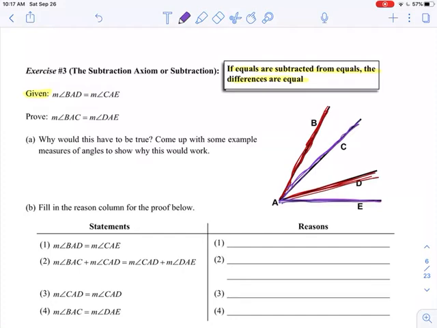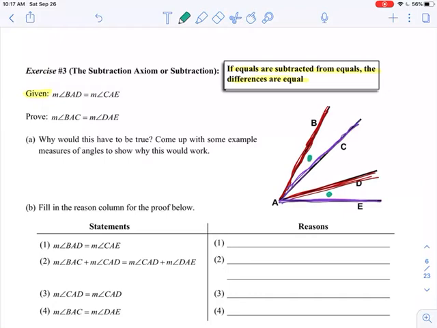See how I got the purple angle and the red angle. They're overlapping each other, but they are congruent to each other. I want to prove that BAC, which is just this top part of the red angle, is congruent to DAE, which is this bottom part of the purple angle. Okay? Why would this have to be true? If the whole red angle, BAD, is congruent to the whole purple angle, CAE, wouldn't the top part have to be congruent to the bottom part?